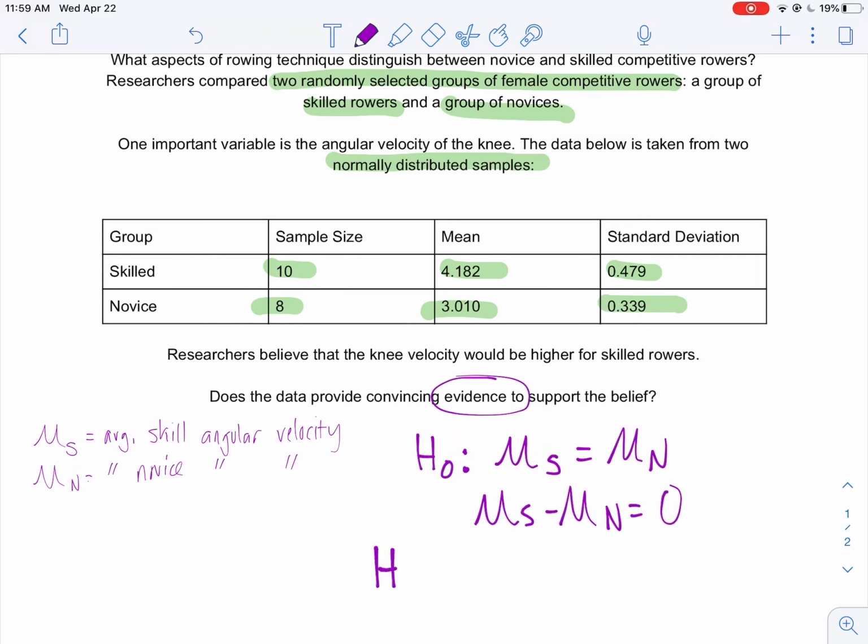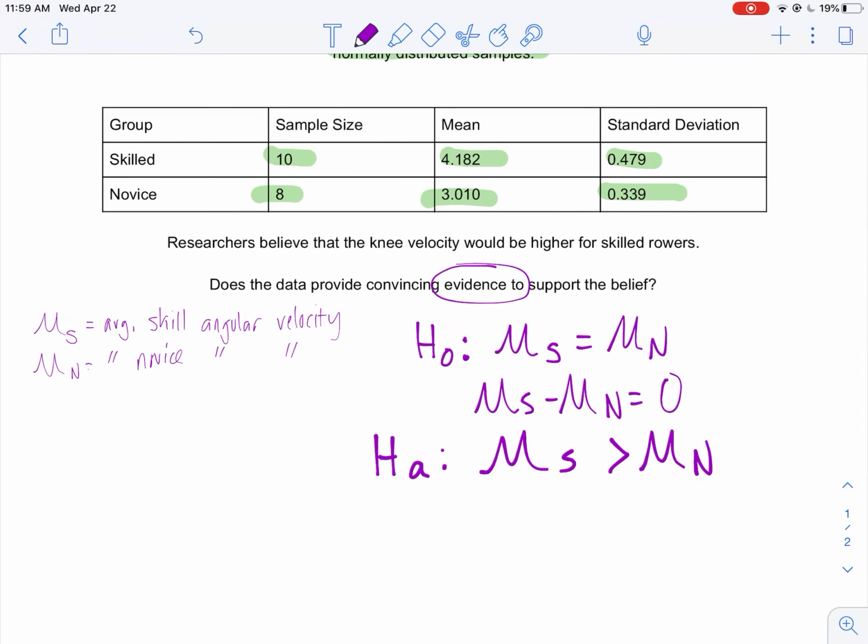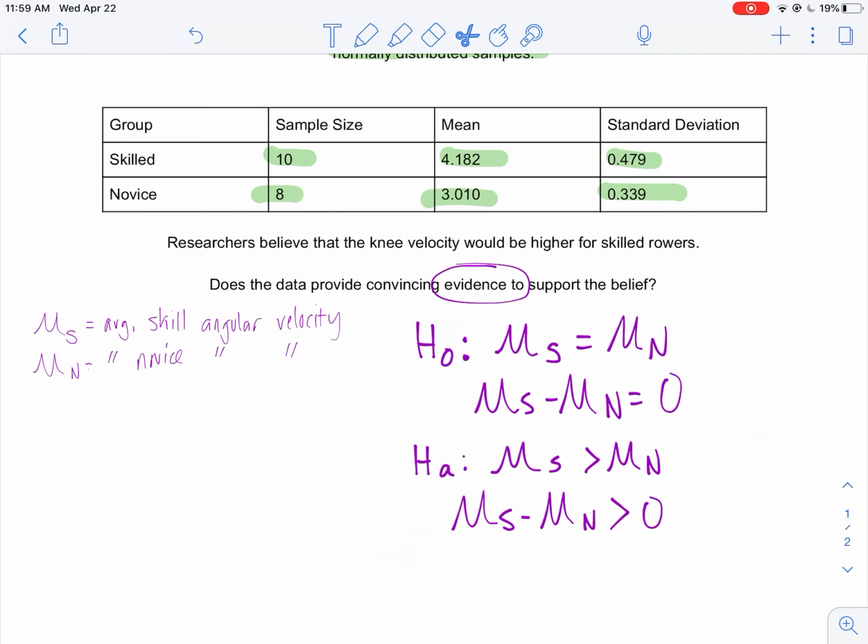Now our alternate here, we're trying to prove that the skilled rowers have a higher velocity. So that would be mu of s greater than mu of n. The skilled rowers are going to have a higher velocity than the novices. Likewise, if you wanted to set it up like this, you could do mu of s minus mu of n. If the skilled rowers have a higher velocity than the novice rowers, when you subtract those two values, you should be getting something greater than 0. So you can go with either of those for your null and your alternate here. You'll notice I got two choices.